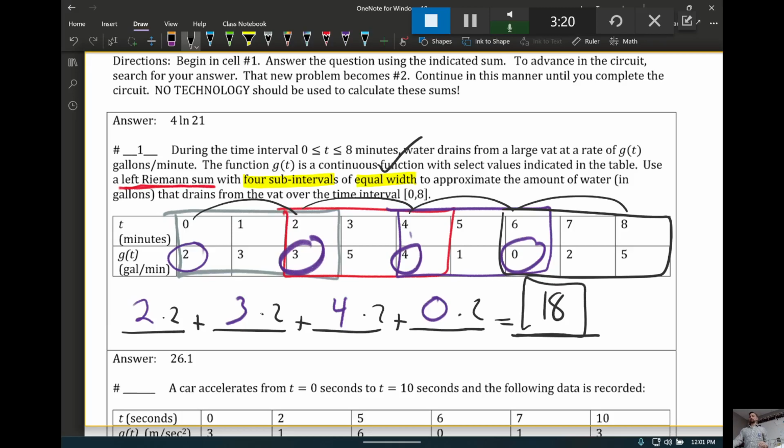So that's how most of these questions are. You're just adding up a couple rectangle areas, but you need to make sure you're pulling the values from the correct spot. So again, I took the left values because it said left Riemann sum. If it had said a right Riemann sum, I would be taking 3, 4, 0, and 5, the rightmost y values for each rectangle. And midpoint, of course, I would take the middle ones, 3, 5, 1, and 2.